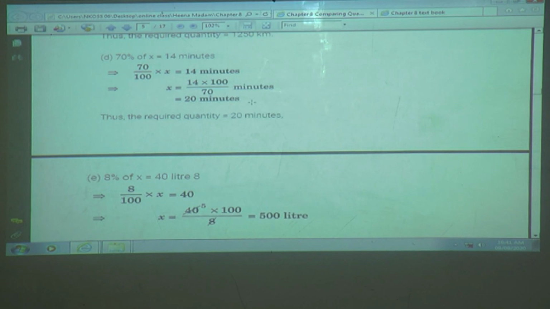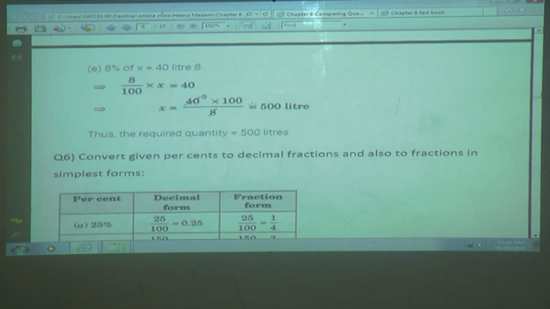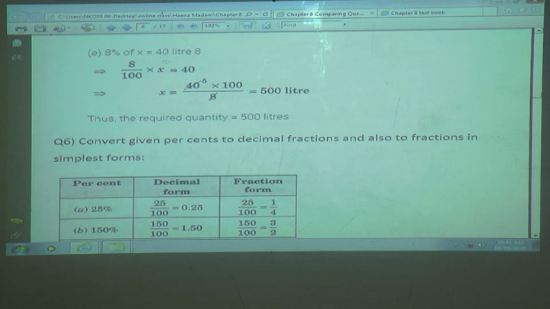Again, one example here. In the previous question we had learned about kilometers. Here we have a different unit, so it will be easier to understand. Here it is 8% of x is equal to 40 liters. Here 8 upon 100 into x is equal to 40. It says liter here, which is a printing mistake. So x is equal to 40 multiplied by 100 upon 8, which is 500 liters. After reduction we get 500 liters. Thus the required quantity is 500 liters.